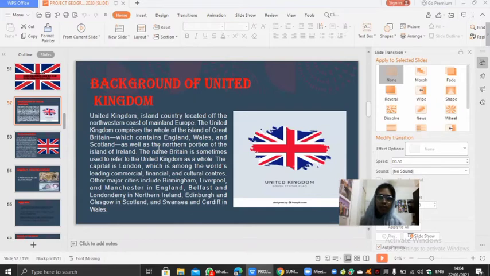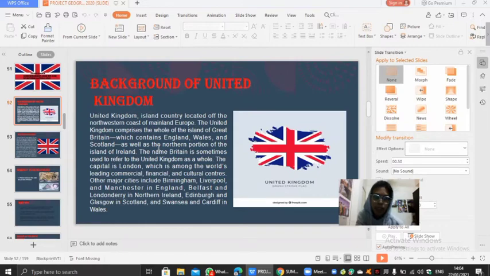The United Kingdom comprises the whole of the island of Great Britain, which contains England, Wales, and Scotland, as well as the northern portion of the island of Ireland. The name Britain is sometimes used to refer to the United Kingdom as a whole. The capital is London, which is among the world's leading commercial, financial, and cultural centers.